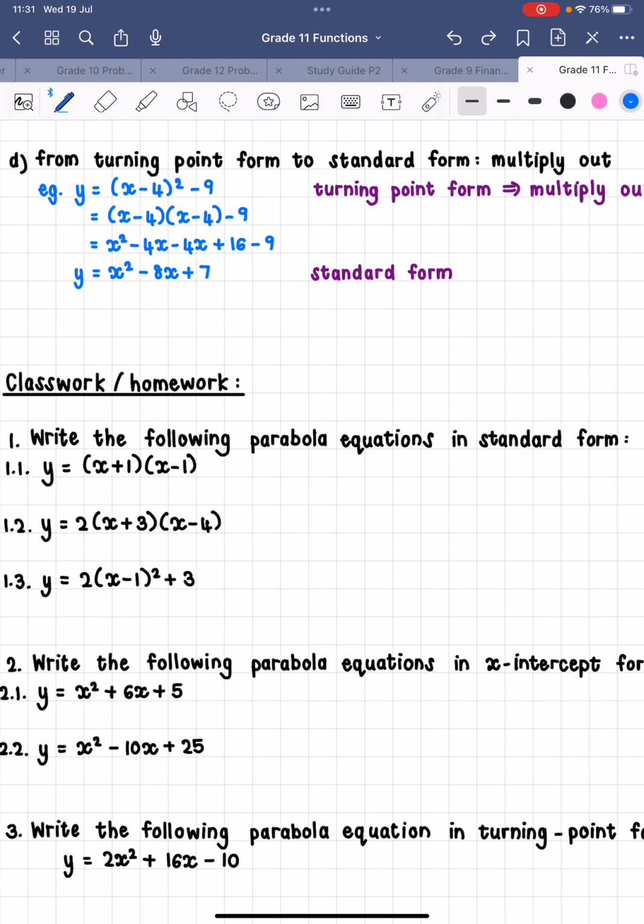Are we only doing parabolas or are we not doing the hyperbola? No, we're doing all of them. You know how to go from x-intercept into turning point. You would just do one extra step in terms of multiplying out and then do the completing the square. Yeah. So it's almost a combination of two of them. Okay.